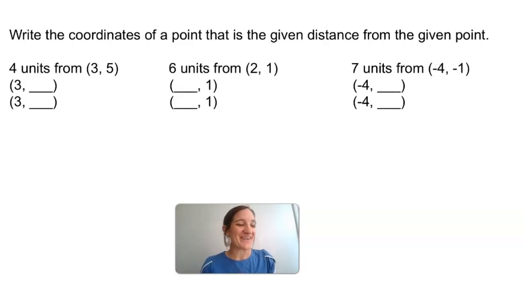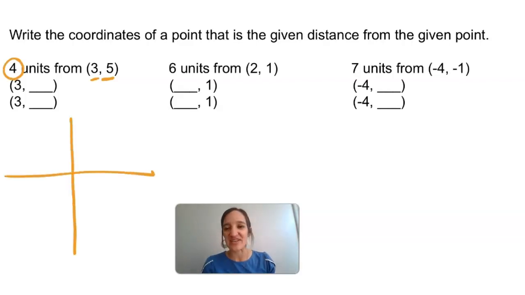So the first one we have is (3, 5), and I need to find 2 points that are 4 units away. Okay, so I may draw out this first one just so you can visualize what's going on. Over 3, up 5 would be right here, correct? So it's asking for 2 different ordered pairs that are both 4 units from (3, 5). And it's the y coordinate that's missing.